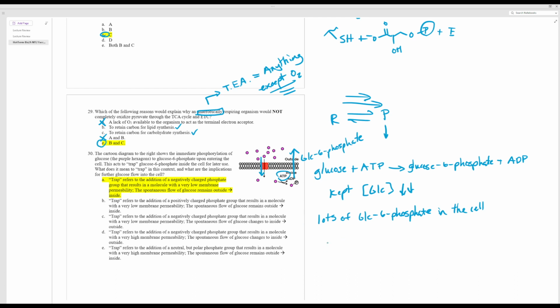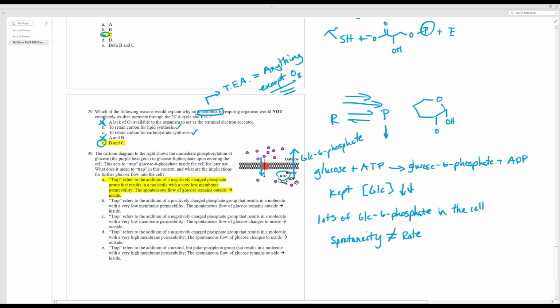But remember, spontaneity does not equal rate. Something can be spontaneous and take forever to take place. This is one of those cases. The glucose 6-phosphate spontaneously will go from inside to outside. It'll go from high concentration to low concentration. But the rate is so unbearably slow that it's irrelevant for biological conditions. Because glucose 6-phosphate has a little trick up its sleeve.